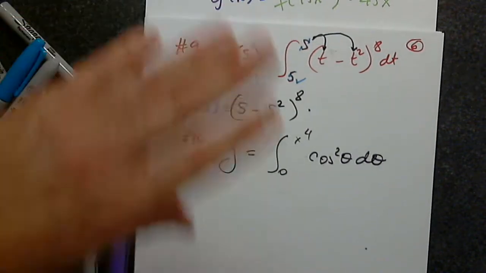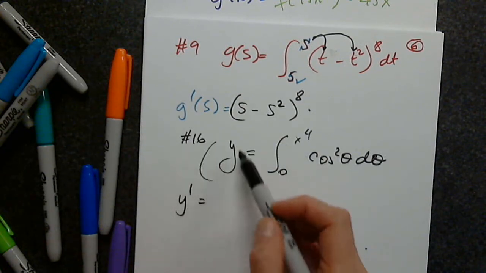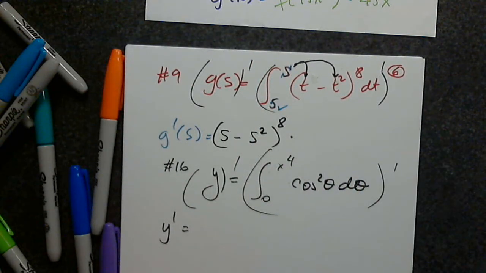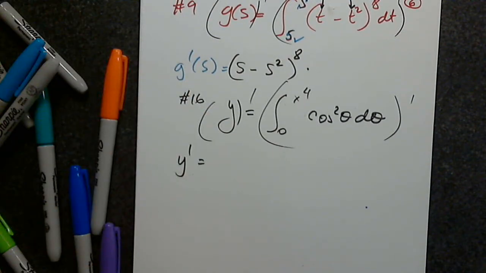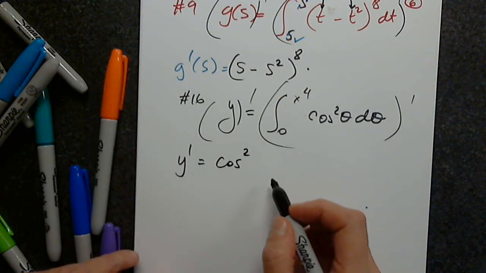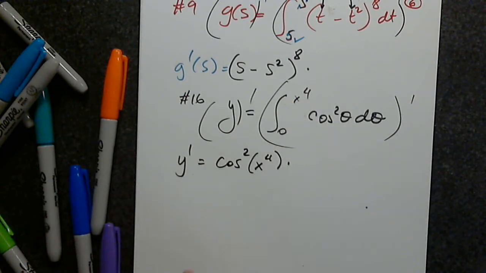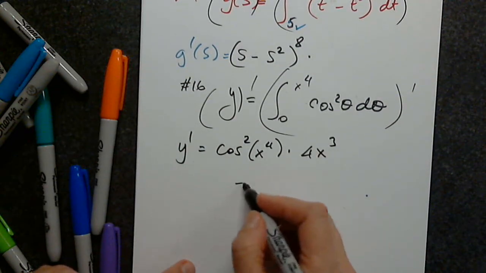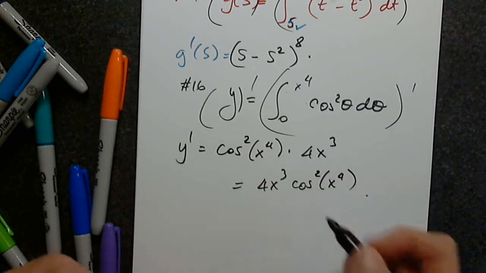Okay, so we're asked to find y prime. In other words, we differentiate this side and we differentiate this side. Maybe I should have written it here for you to see what we're trying to do. Okay, so what do I write? Cosine squared what? Of x to the 4th times the inner function prime. That's it. I would rewrite it with 4x to the 3rd in front, but that's it.